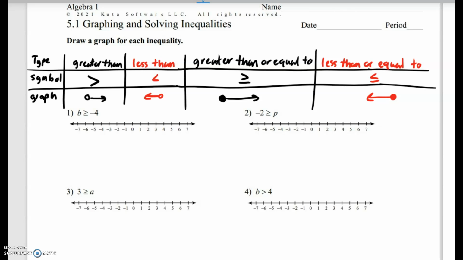Notice also the difference in the graph. The graph has a filled in circle or a closed circle versus the open. Same thing goes with the less than or equal to symbol. So in this lesson, we're going to start off by just graphing inequalities.